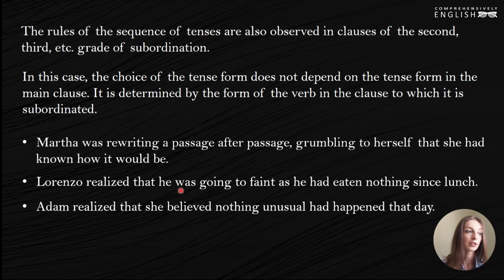Lorenzo realized that he was going to faint as he had eaten nothing. He had eaten nothing is subordinated to was going to faint. So he was going to faint because before he had eaten nothing. Adam realized she believed. These are simultaneous actions, but this is subordinated to believed. She believed what? That nothing unusual had happened that day.